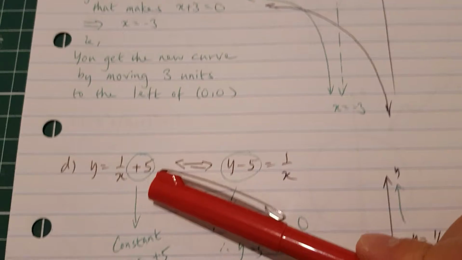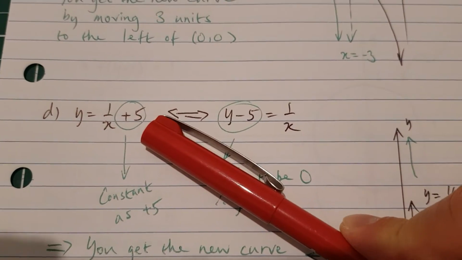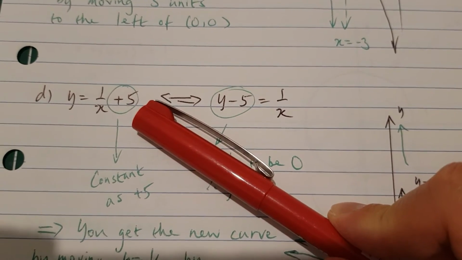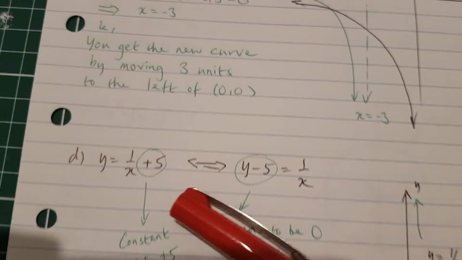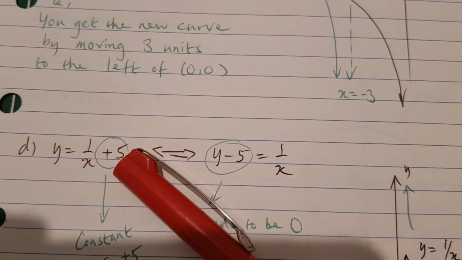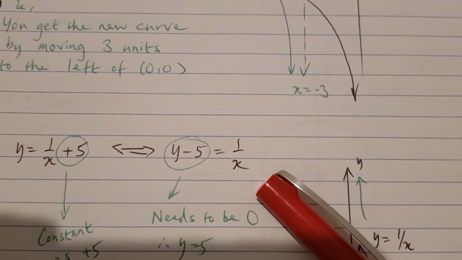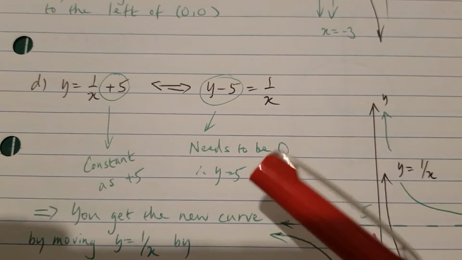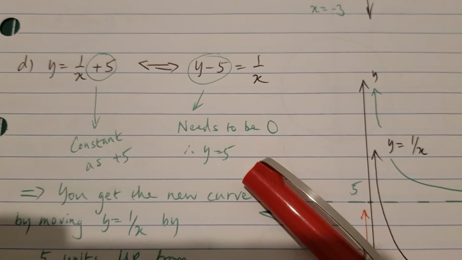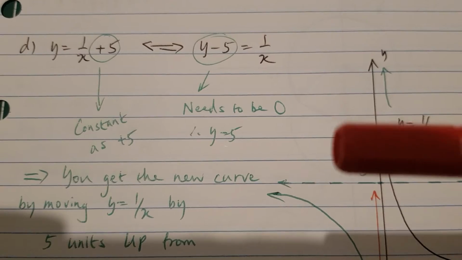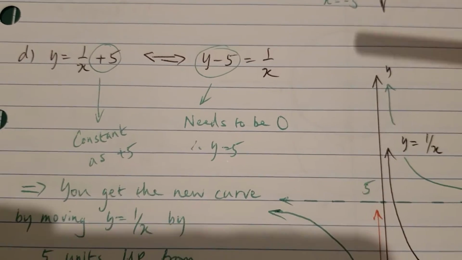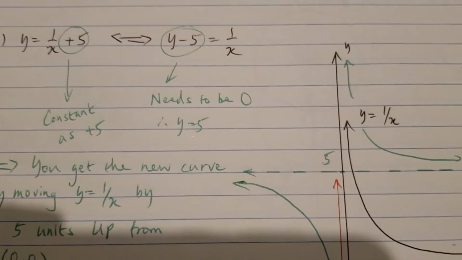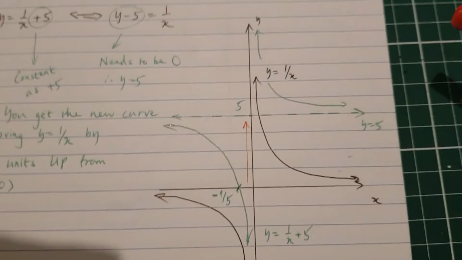So that's plus 5. Therefore, remember, that's the dragging up or down along the y-axis, so that's by 5 units up. Or you toss the plus 5 over to the other side, you get this new equation, and then you set y minus 5 equals 0 to get y equals 5. So that's the value of y, meaning the movement is now along the y-axis, either up or down. Because it's positive, it's moving up by 5 units. That's all you've got to know to get the new curve.